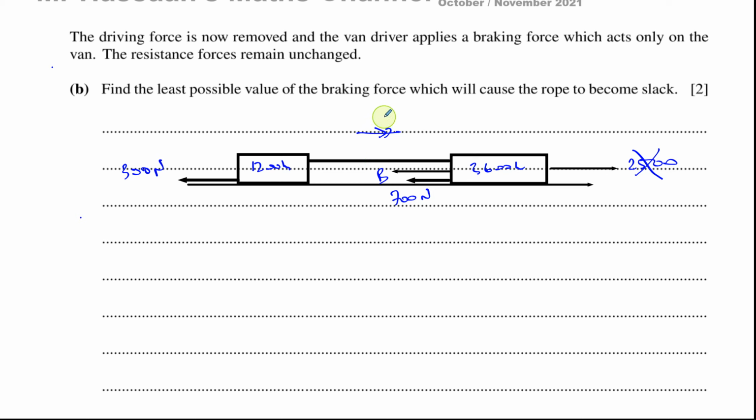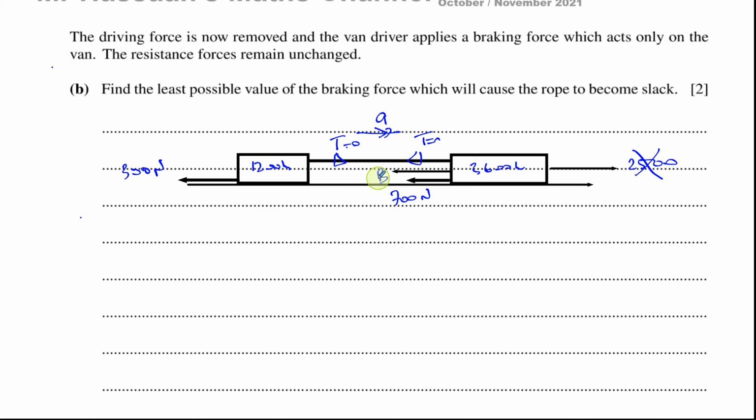In that case, the acceleration of the whole system will still be the same. It still has tension in the string, but it's about to lose the tension. So we're looking for the limit, the least possible value, the limit for it to become slack. That's just at the point that it becomes zero. So we're going to consider the tension in the string to become zero.